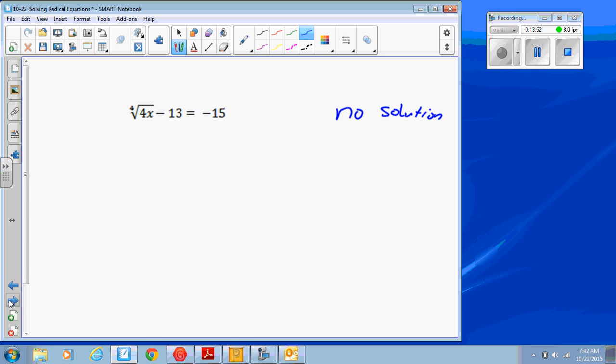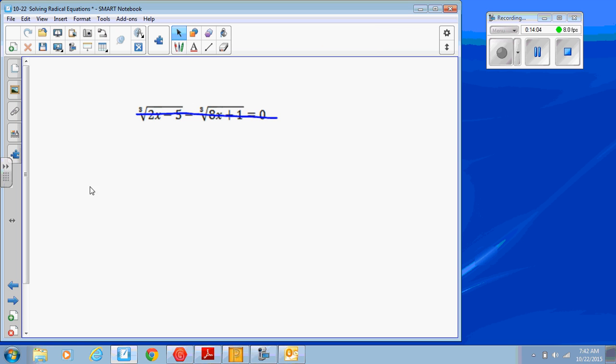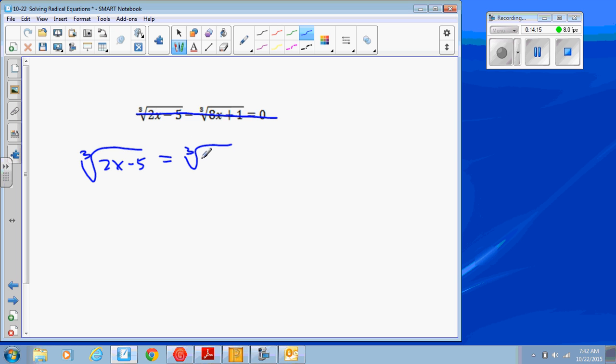Next problem is this one here. Actually, it's not written that way on your paper. Let me fix this a little bit. On your paper, I think it's written like this. I'll copy it the way it is. It's the cube root of 2x minus 5 equals cube root of 8x plus 1. I just mistyped that, sorry. So this is what we're going to have.